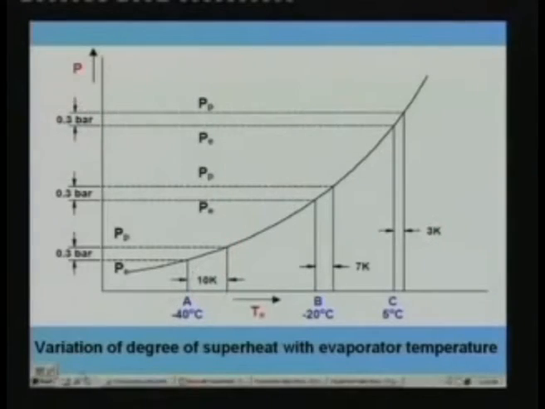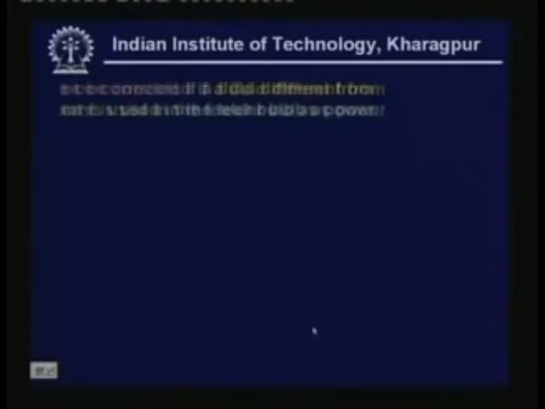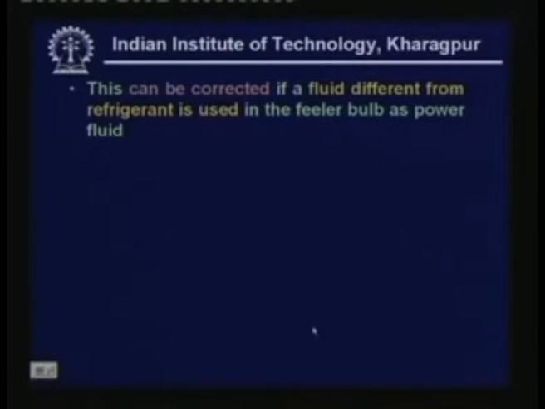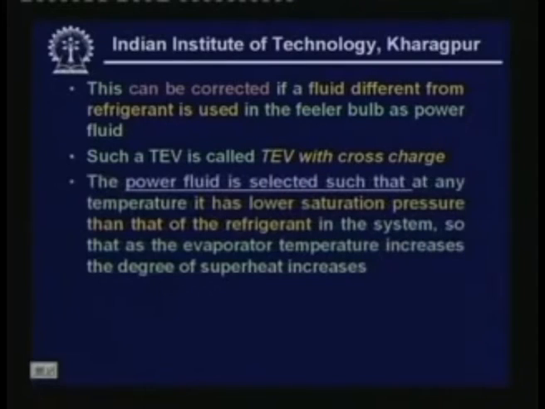So what is the solution? All this is happening because we have used the same fluid in the feeler bulb as that of the refrigerant system. So one alternative is to use a different fluid in the feeler bulb. That means the problem can be corrected if a fluid different from the refrigerant is used in the feeler bulb as power fluid. Such a thermostatic expansion valve is called a thermostatic expansion valve with cross charge.